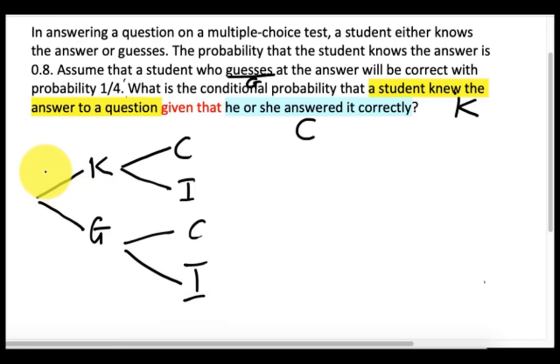The probability that the student knows the answer is 80%. The probability that he doesn't know the answer is 20%. If he doesn't know the answer, the probability that he gets the answer correctly is 25%. And the probability that he answered the question correctly, if he knows the answer, is obviously 100%.